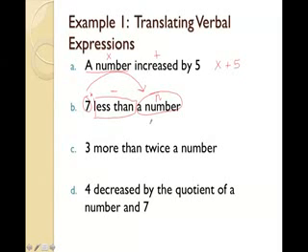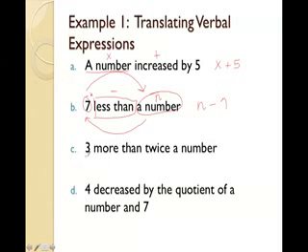Okay, so the 7 is going to go behind the less than, and my variable is going to go in front of the less than, so that it will look like a number minus 7. Okay, so those two things just switch places. And that always happens with less than and more than. Alright, let's look at the third.